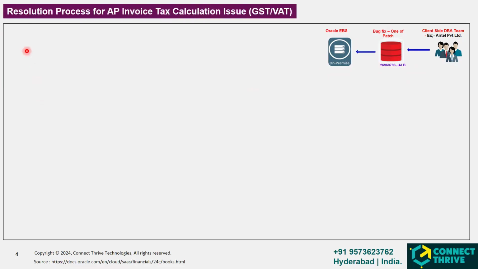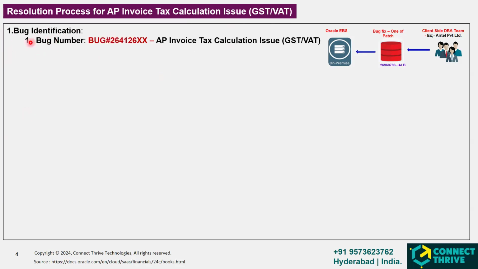So, the resolution process to fix the issue. For an AP invoice tax calculation issue, either GST or VAT, whatever it may be, I divided it into a few sections. First, bug identification. Here we first have to identify the bug number. It is given by the Oracle SR engineer when we raise the SR the first time. The bug description is our SR description. They will also provide the patch within our SR itself. For example, in Airtel EBS, this is the patch we will hand over to our DBA team.